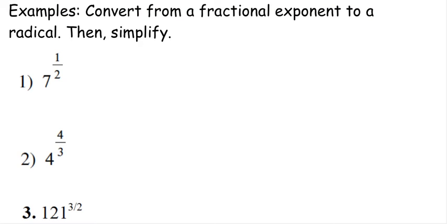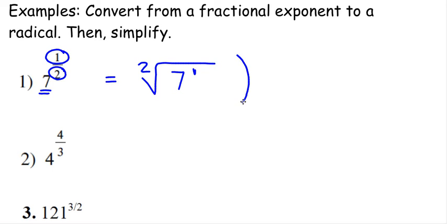All right, let's go the other way now. Now we're going to convert from a fractional exponent to a radical. We're going to have our radical. Our 7 is our base. Remember, our denominator is our index, so it's going to be a square root. And then our 1, our numerator, can either go underneath or it can also go outside like that.